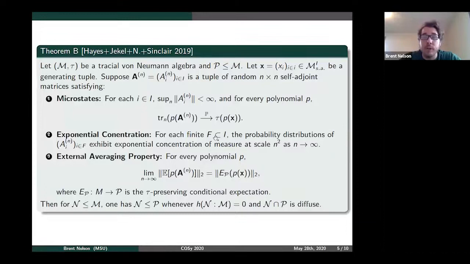And then exponential concentration you also get easily, just because the only randomness in these microstates will then be precisely coming from the Haar unitary, which is known to satisfy exponential concentration. And then the external averaging property, you check more or less by doing some tricks with free products and computing some moments there. So it's relatively straightforward, especially in this free product case. Although in the case when you're taking an amalgamated free product, the proof becomes quite a bit hairier and is not so obvious there.